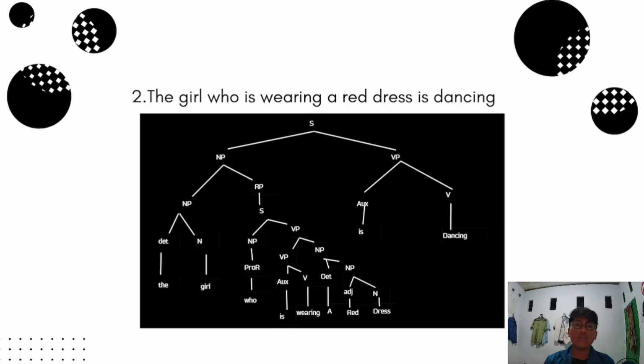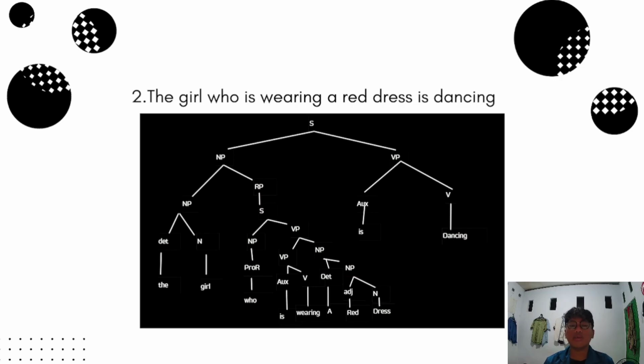Second, the girl who is wearing a red dress is dancing. There are two lines in the sentence, noun phrase and verb phrase. We get two more lines in the noun phrase: noun phrase and relative clause. In the noun phrase, there are two lines: the determiner "the", and the noun girl. In the other line, there is the relative clause, which has more lines, noun phrase and verb phrase.